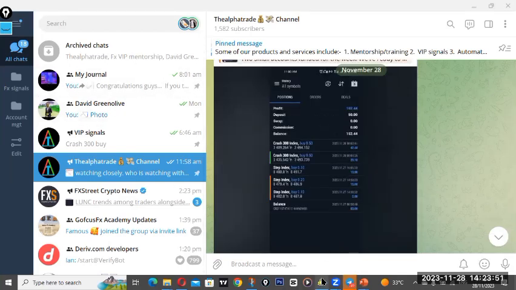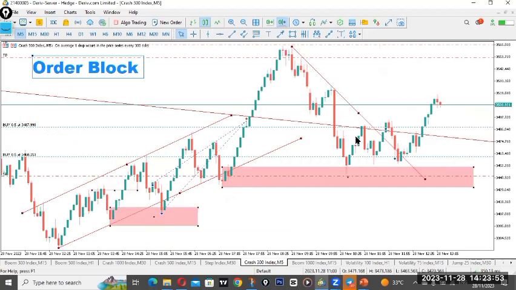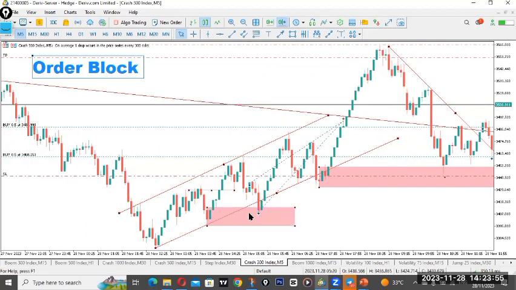So what I'm saying is that I saw this and I knew it was going to work. After we had that break of structure at this point, the order block here was it, and price came and took it, and it worked.